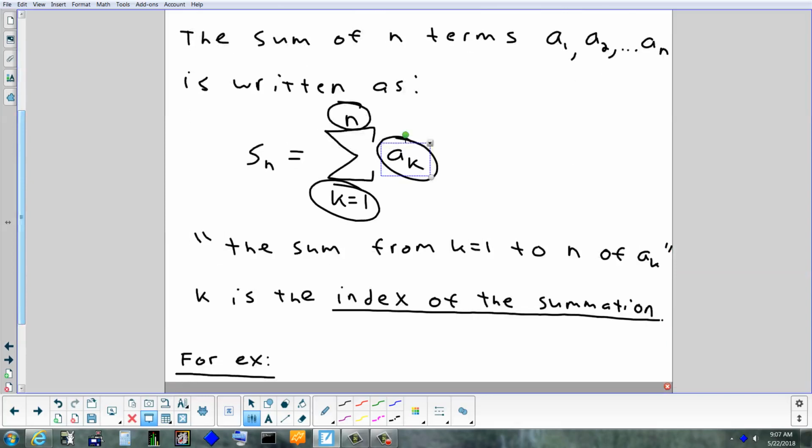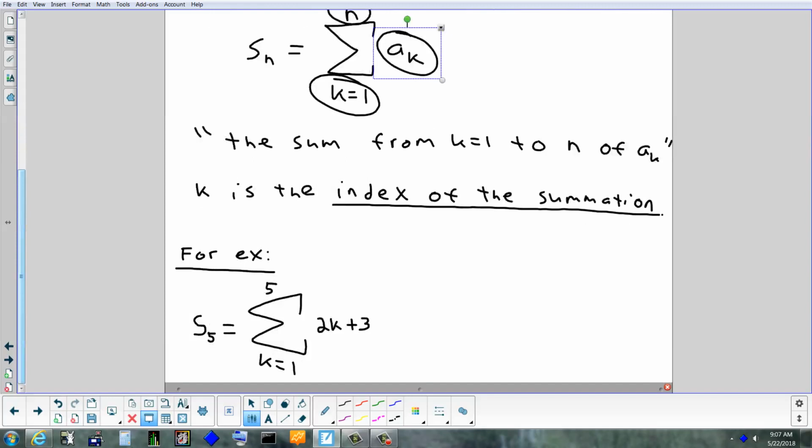The way you'd pronounce this is the sum from k equals 1 to n of your sequence, a sub k. Now, k is called the index of the summation. It's basically, in computer language, like a counter. It's a variable that keeps track of what term we're adding up. The first one. Now we're at the second one. Now we're at the third one. It just keeps track of what numbers you're plugging into your sequence.